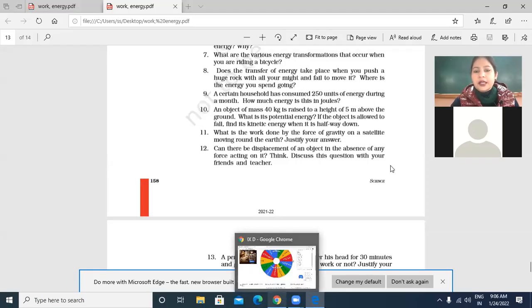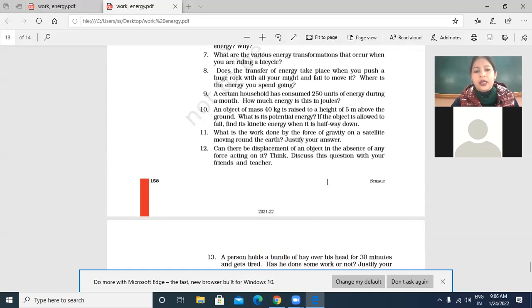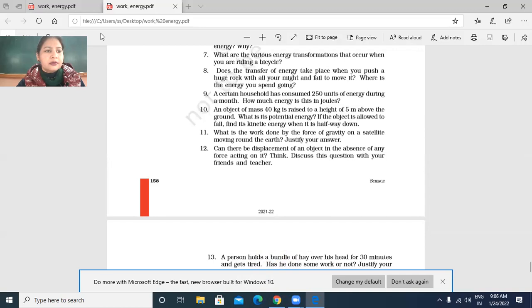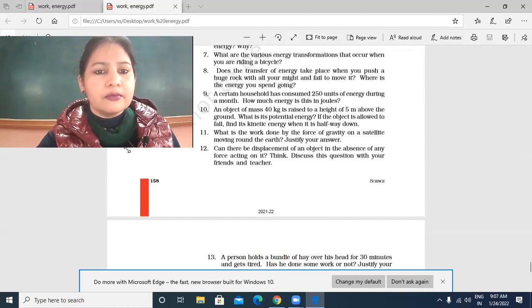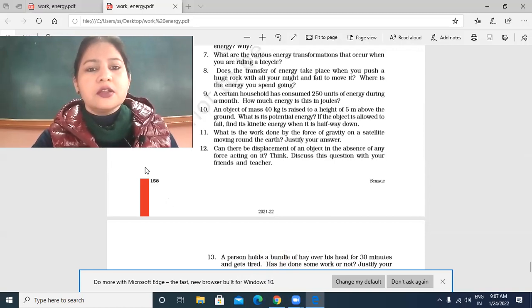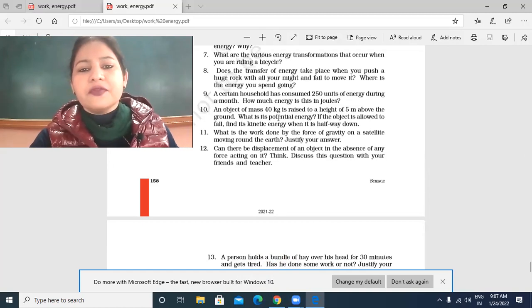Okay, so let us see question number 10 now. An object of mass 40 kg is raised to a height of 5 meter above the ground. What is its potential energy? Which formula will we use? Kaun batayega? Which formula we can use here? MGH, yes. So we will use this formula MGH for potential energy.